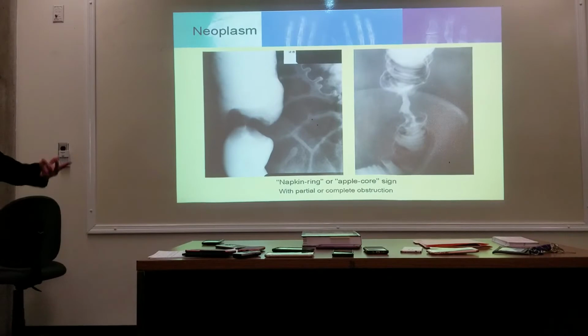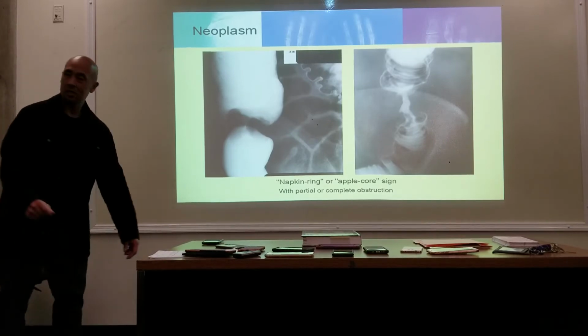All right, so here's your neoplasm. Again, we have the napkin ring or the apple core. You can have partial or complete obstruction.